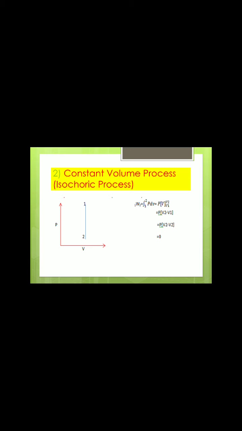Next is the constant volume process. It is also known as the isochoric process. Here in this process, the work done should be 0 because the volume will be constant, that is V1 equal to V2.